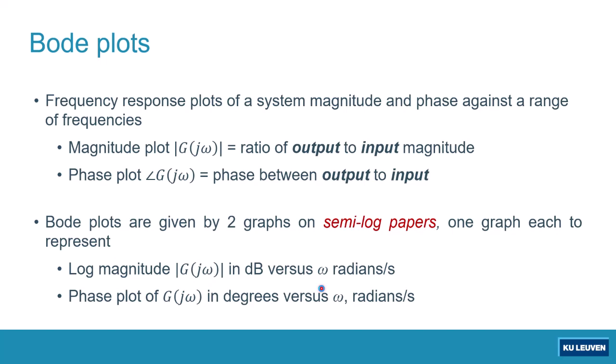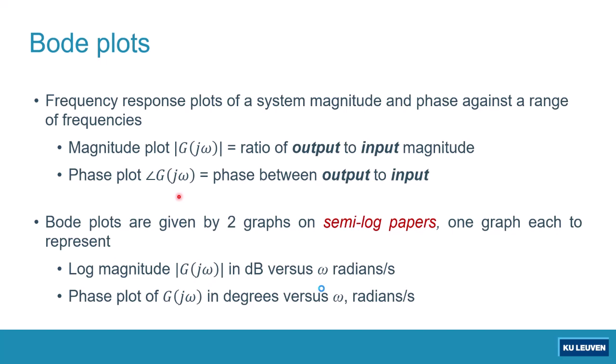So Bode plots consist of two plots, the magnitude plot, which represents the ratio of output and input, or in other words, the ratio between the amplitude of the output and the amplitude of the input, and a phase plot that tells us the phase difference between the output and input. We have already discussed in the previous videos that this magnitude plot and phase plot are normally presented in semi-log paper.